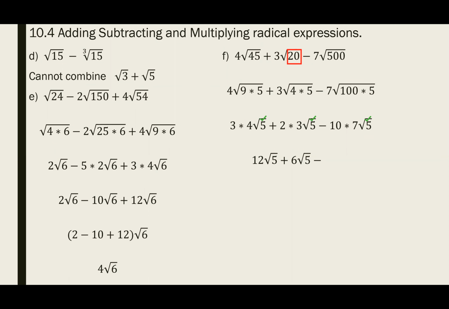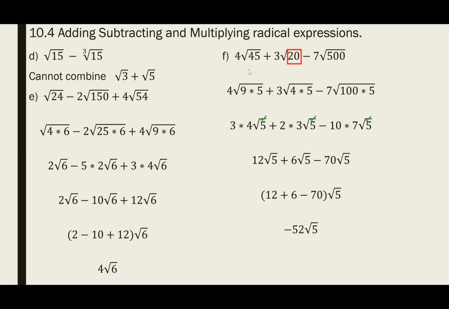So this is what we have. 3 times 4 is 12 square root phi. 2 times 3 is 6 square root phi. And 10 times 7 is 70 square root phi. And what do we do? All we need to do is take 12 plus 6 minus 70. We take the coefficients and add them up or subtract them. 12 plus 6 is 18. 18 take away 70 will give you negative 52. So we have a negative 52 square root of phi.